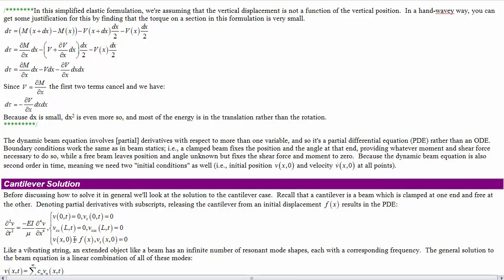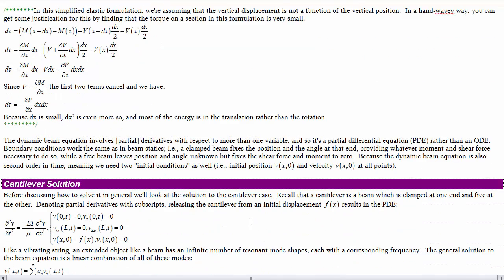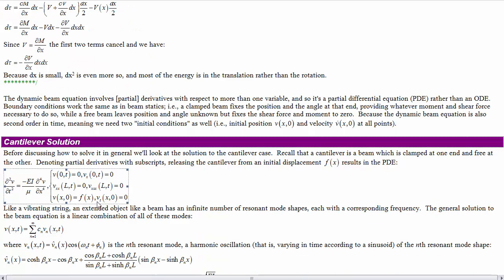Now we also need some initial conditions, though, because it's the dynamic beam equation. So what do we need? We're going to say, suppose we release the cantilever from some initial displacement. Releasing it means it has no original velocity. And so these are the two time equations. Even though we write this for the case of solving the whole thing, we're not really going to be dealing with the time component in this course.